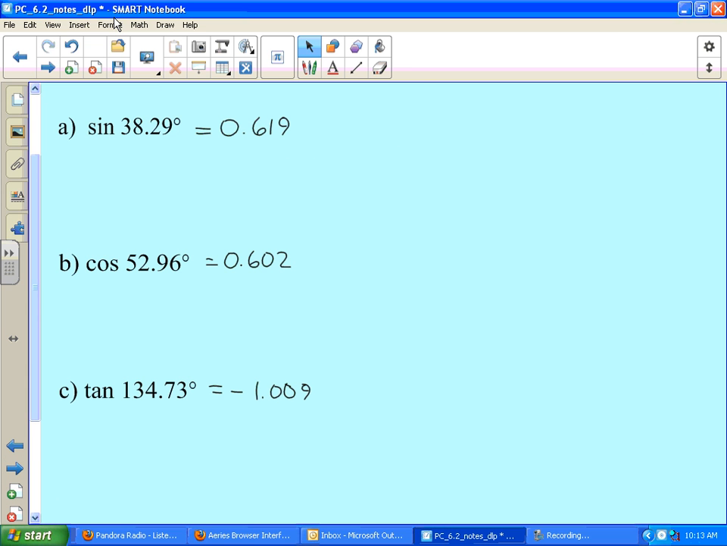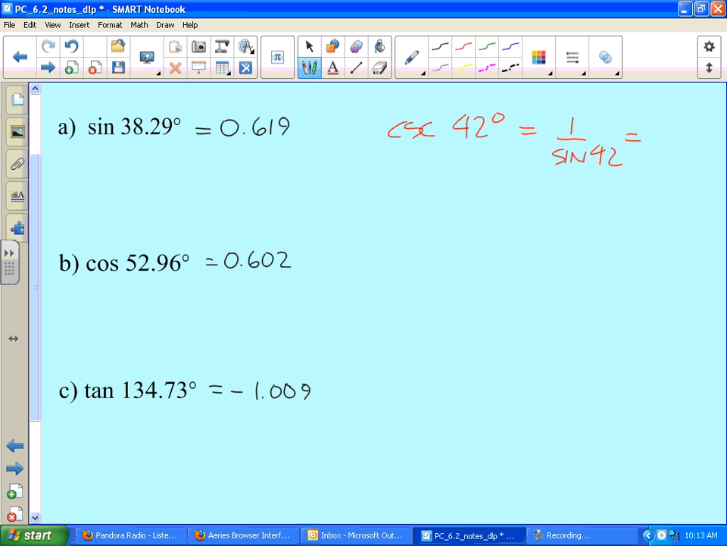Now let's try what happens when you do the inverse or the reciprocal moves. So how about the cosecant of 42 degrees? How do we do this on the calculator? Most of your calculators do not have a cosecant button. It's not the opposite of sine, it's the reciprocal of sine. So how do we do this? We go 1 over sine of 42, and that is what the cosecant of 42 is.